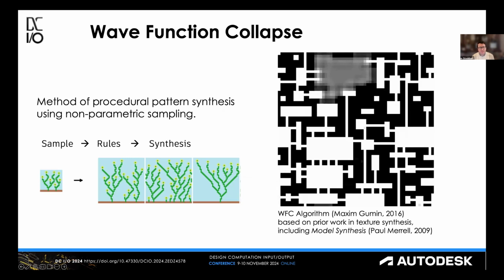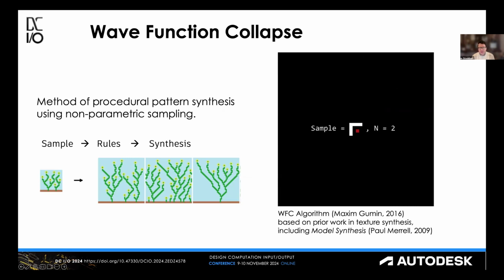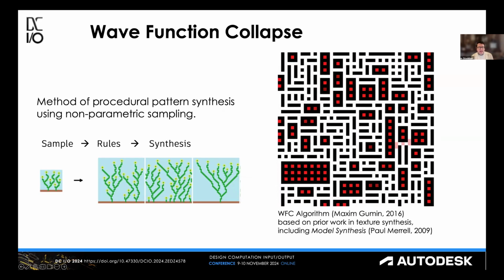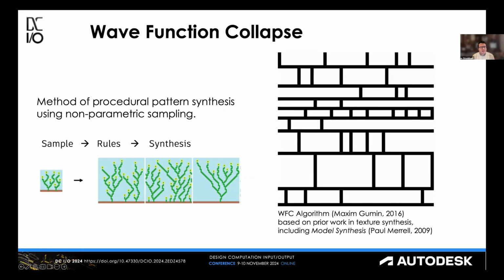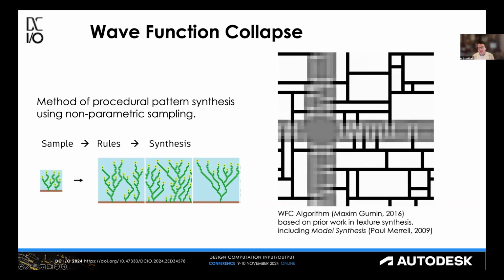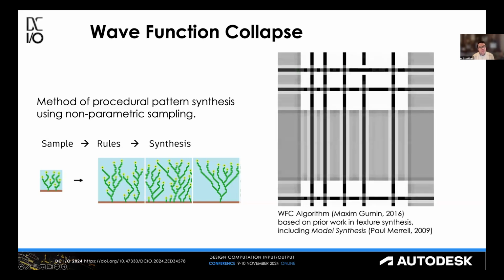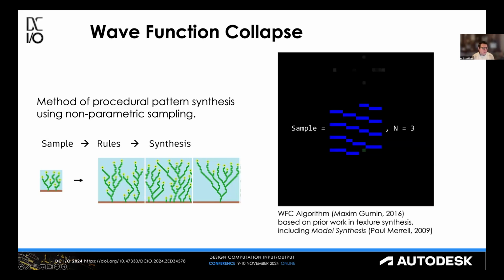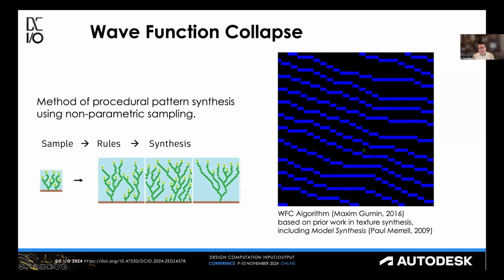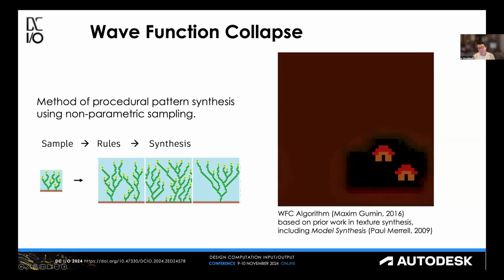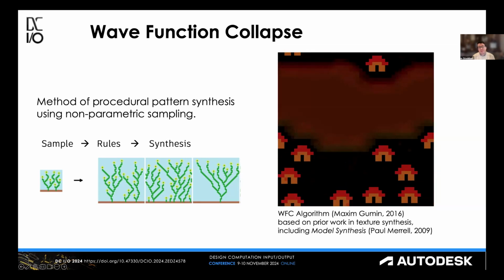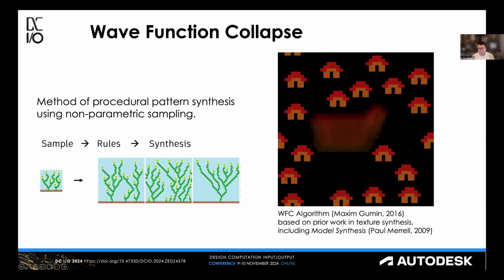So here on the left, you see this small pixel image of a branching plant with flowers, and it extracts adjacency rules, in this case, pixel adjacency, color adjacency, and it's able to synthesize new outputs that are locally similar to the original. And this process works with any form of constrained data. It's been implemented by many, many other people in all sorts of dimensions from 1D to 3D.